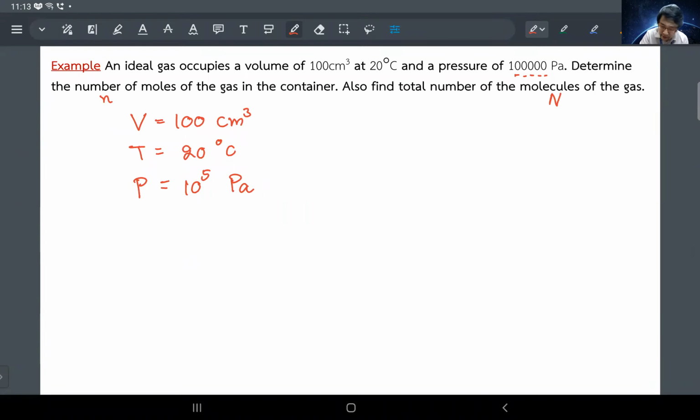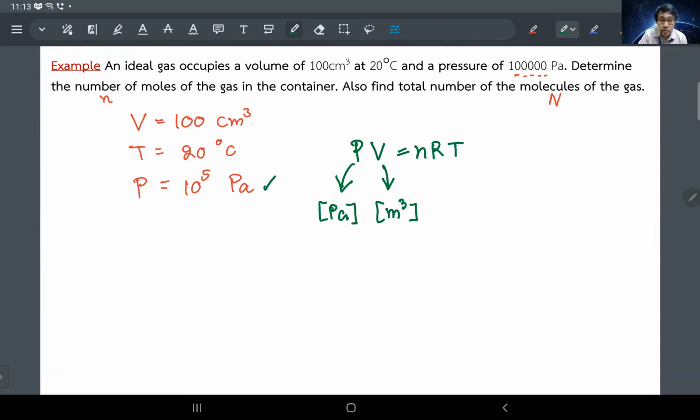All right. The PV equals nRT. You need to pick a unit system to use and make sure that you use it correctly. If we stick with the SI system, the unit of P will be Pascal, so that's already good. The volume needs to be in cubic meters, so that is not. You just need to convert that to cubic meters.